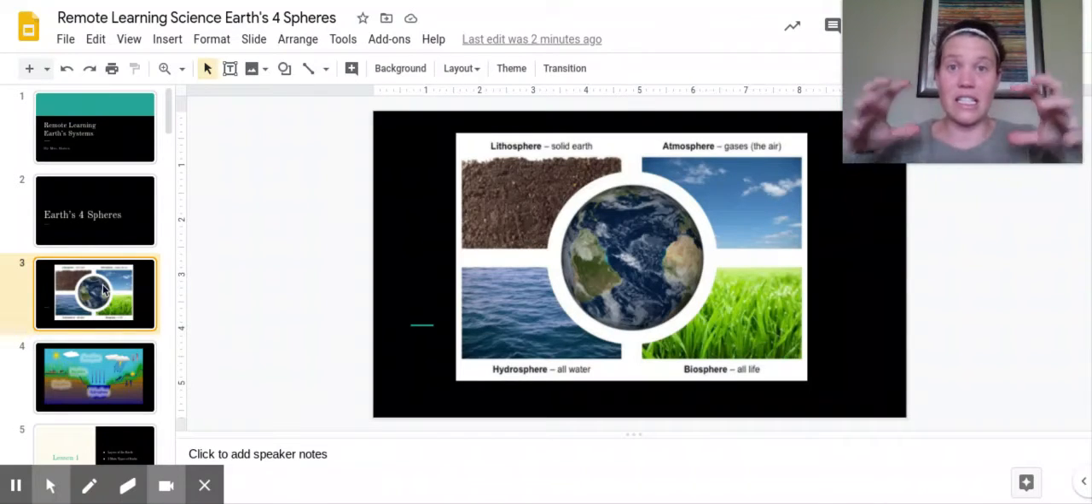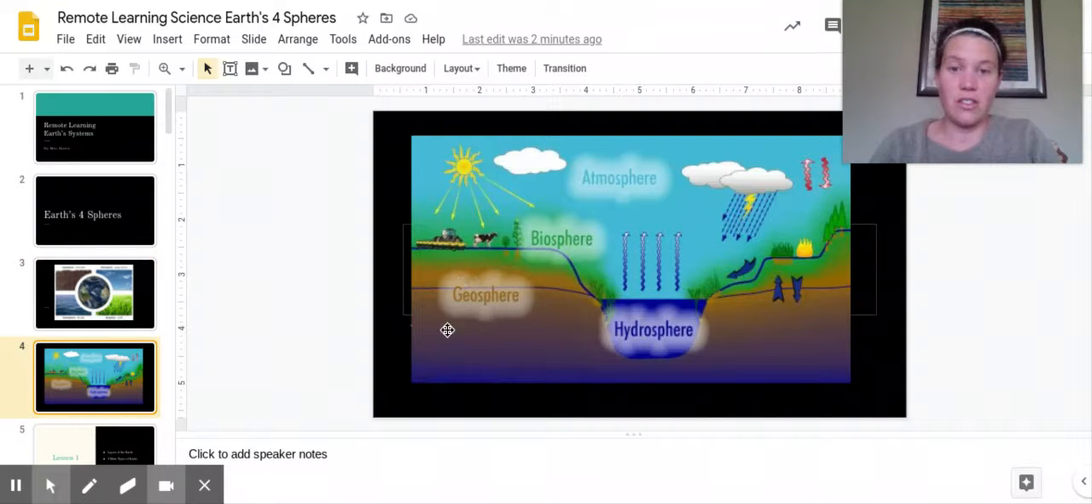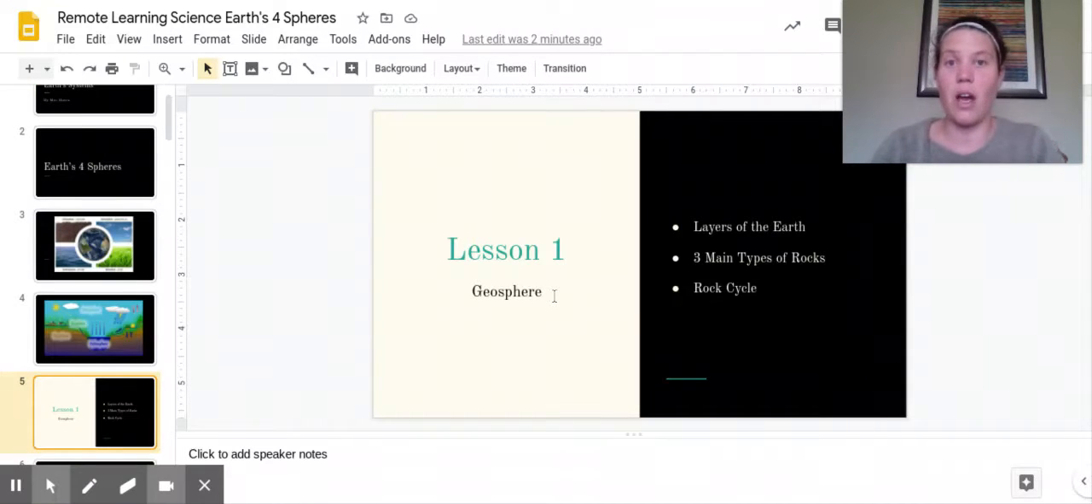We're actually going to dig deeper and discuss the geosphere today, which, as you can see on the screen, is underneath the crust. So we'll be talking about the Earth's layers. Then we'll be talking about some types of rocks, which are in the lithosphere, the crust part. And then also we'll be discussing the rock cycle.